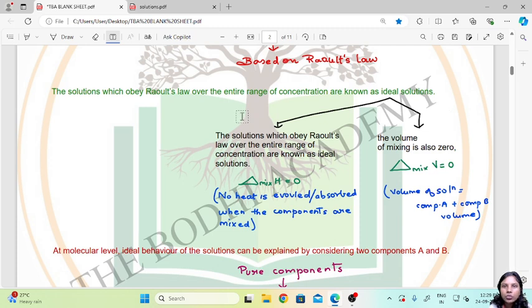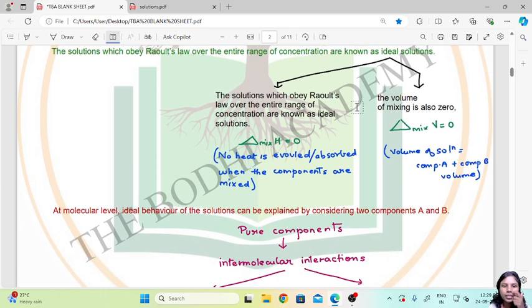Okay, the solutions which obey Raoult's law, which tells us that the vapor pressure is directly proportional to the mole fraction, correct? So we can say the ones which obey this rule over any concentration, it can be any concentration ranging from 0.1 to anything. If it follows this over the entire range of concentration, then these are called ideal solutions.